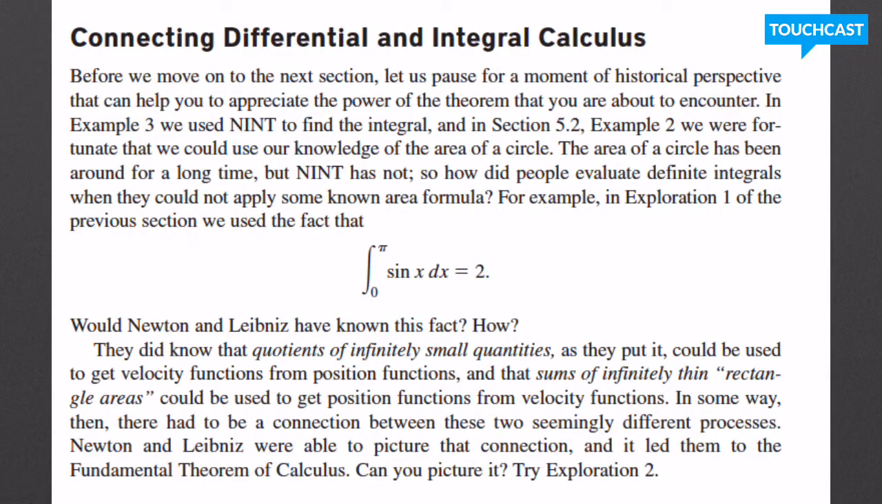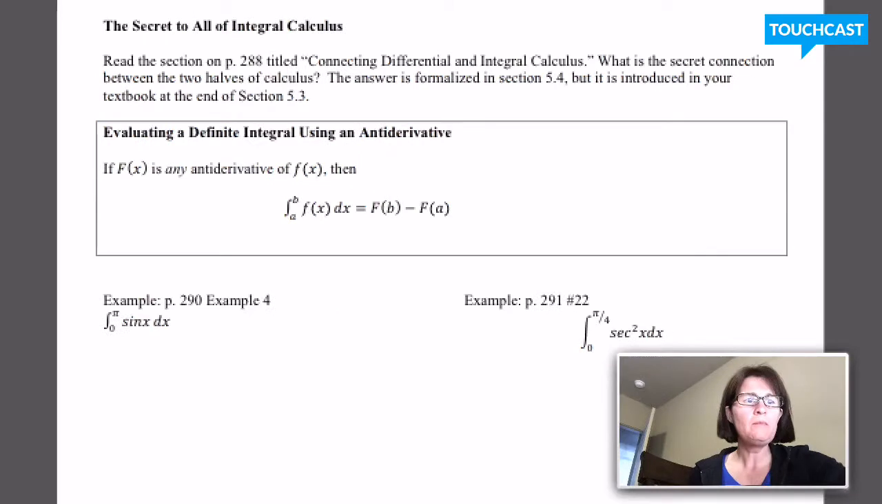Pause this video for a second and read this excerpt from page 288 about connecting semester 1 and semester 2 of calculus, so differential calculus and integral calculus. So here's the beginning of that connection between integral and differential calculus.